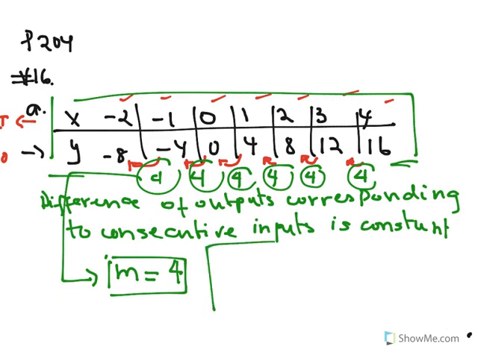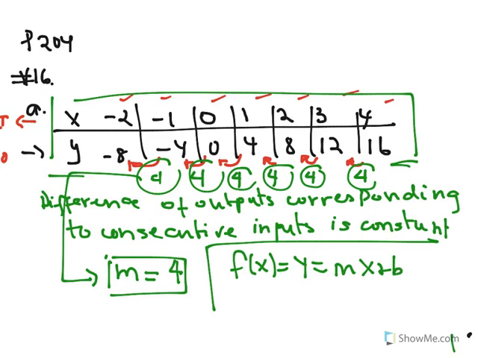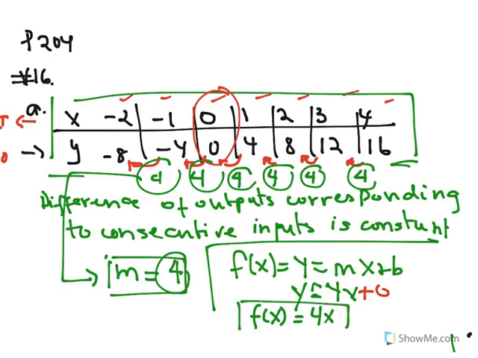Can I find the equation of the linear function? Sure I can. The formula is f of x, y equals mx plus b, right? M is 4, so y is equal to 4x. And if you look here, you can identify the value of the y-intercept. And what is the y-intercept? The y-intercept is 0. Okay, so what is the formula that we have for f of x? F of x is equal to 4x.